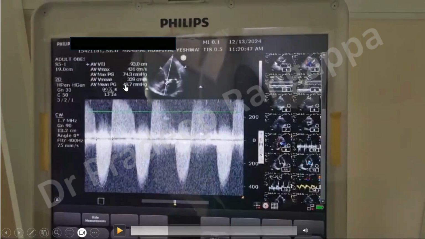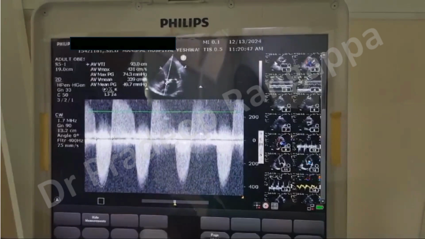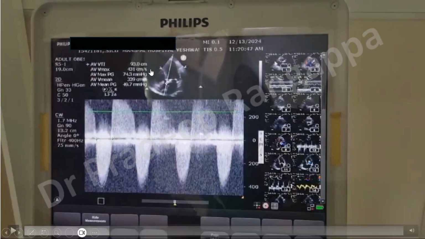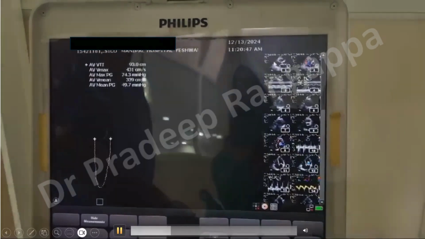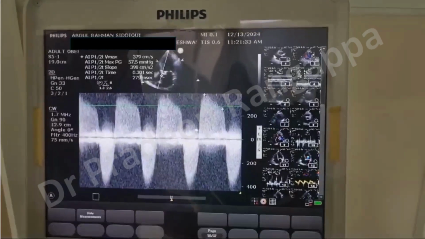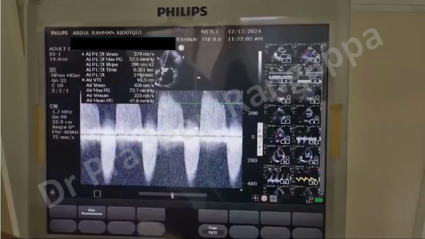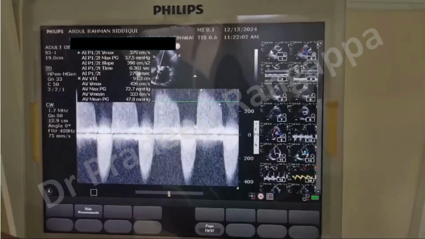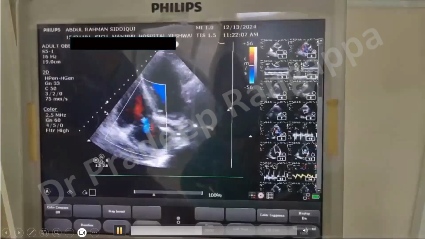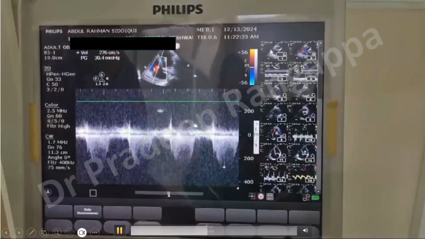And then the echo machine auto-populates the velocity itself. So here, if you see, aortic valve peak velocity is 431 centimeters per second, which is over 4 meters per second, which is severe aortic stenosis. So this is our own patient where we did the echocardiogram. So if you see here, as I said, there will be convexity here. There is no concavity. If there is concavity, we call it a subaortic obstruction.